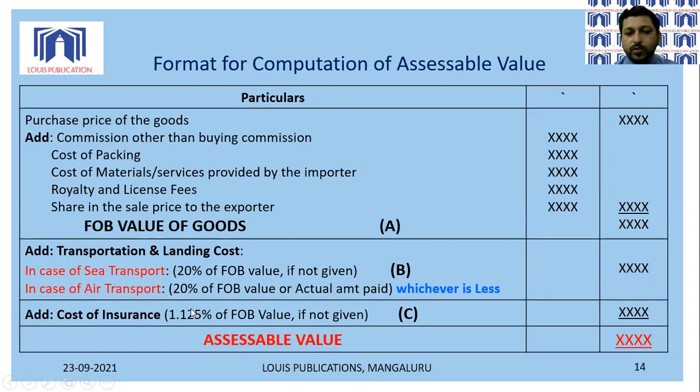And then we add the cost of insurance, which is 1.125% of FOB value, if not given. If it is given, we simply take the cost of insurance. If it is not given, only then we take 1.125% of this value, free on board value. And we add up A, B, C. This value and this value put together will be taken as assessable value. So this is the format for computation of assessable value.